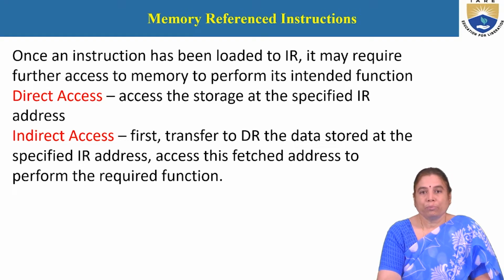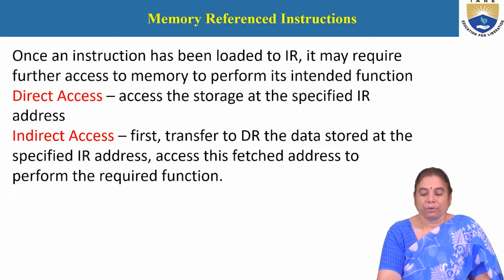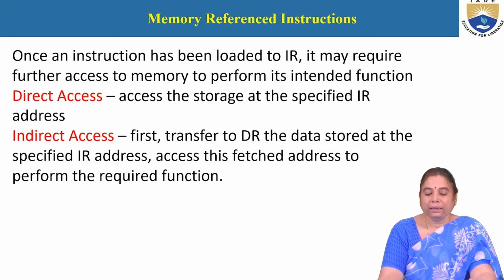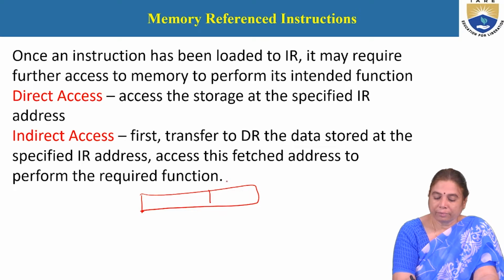There are two methods of memory access possible. One is direct access: access the storage at the specified instruction register address. The second method is indirect access: here the address in the instruction register specifies the effective address of the operand. So here the instruction register is used to represent the address.